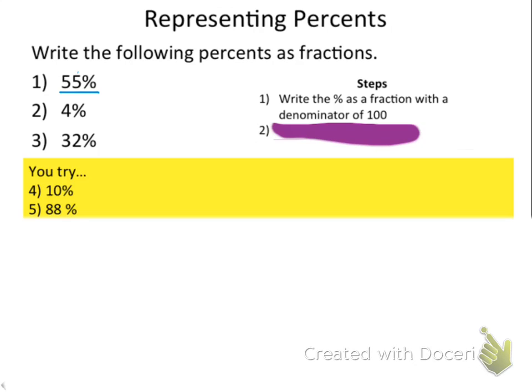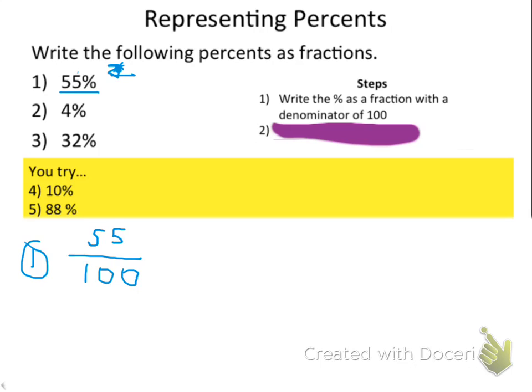If we were to do that, we would write 55. I'm doing number 1, I'll do it down here, please do it on your guided note. I would write 55% as 55 over 100. The percent symbol always represents out of 100. That's what it means. So 55% means 55 out of 100. So you always write it like this.